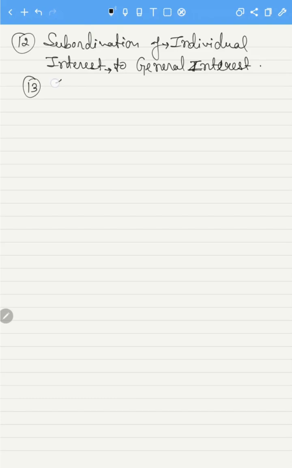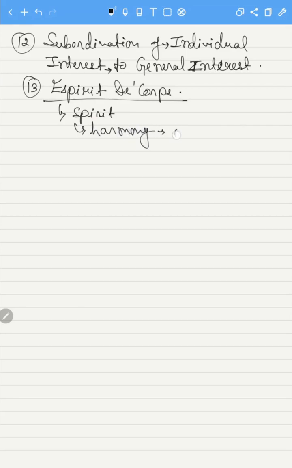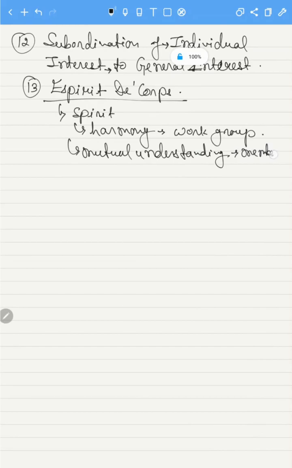The 13th is about esprit de corps. It refers to the term spirit, that is, harmony in the work group and mutual understanding among the members to promote hard work. It is about spirit, which further refers to harmony in the work group and also mutual understanding among the members in order to promote hard work.